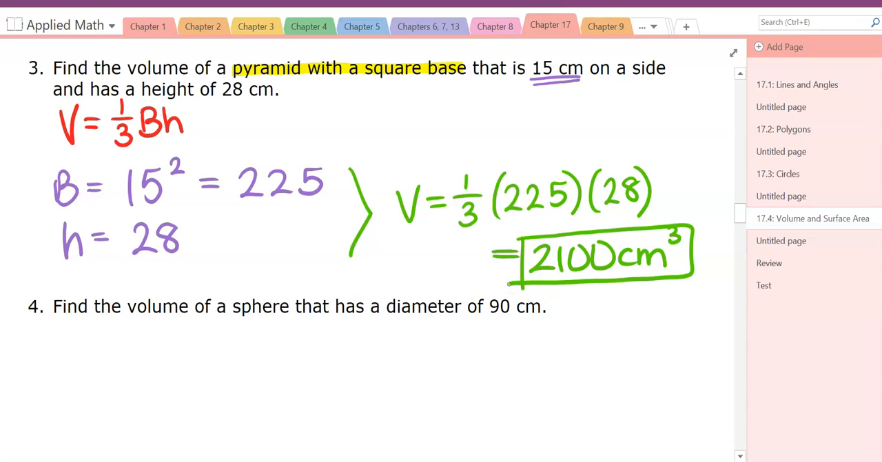Why don't you guys try number 4? It wants you to find the volume of a sphere. So write down your sphere volume equation. Be careful and make sure that you're using the radius. This one tells you that you have a diameter of 90 centimeters.